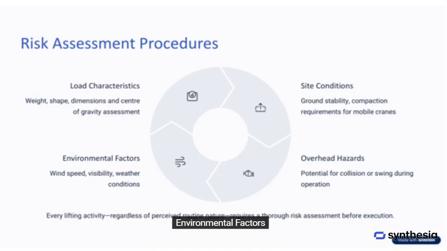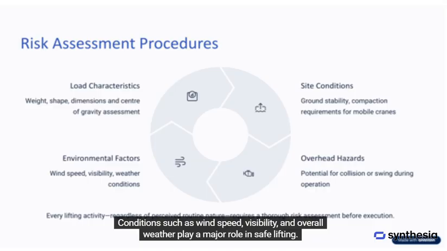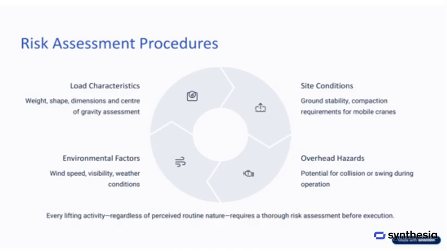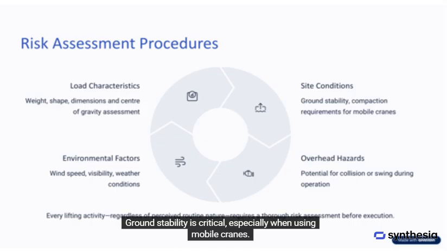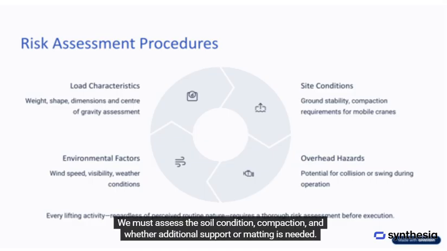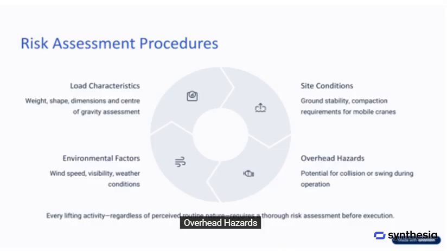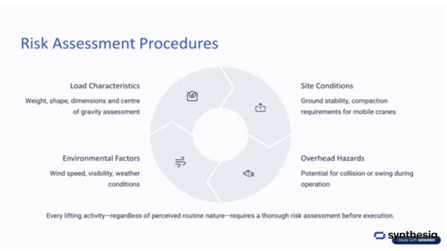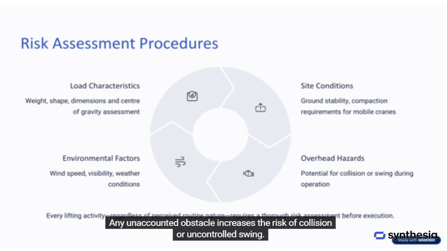2. Environmental factors. Conditions such as wind speed, visibility, and overall weather play a major role in safe lifting. For example, strong winds can cause suspended loads to swing unpredictably. 3. Site conditions. Ground stability is critical, especially when using mobile cranes. We must assess the soil condition, compaction, and whether additional support or matting is needed. 4. Overhead hazards. Always scan for power lines, scaffolding, structures, or other cranes. Any unaccounted obstacle increases the risk of collision or uncontrolled swing.